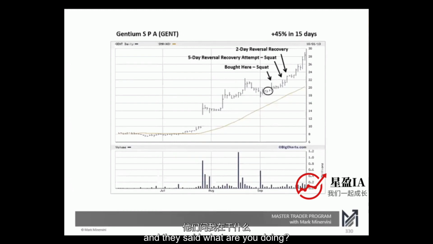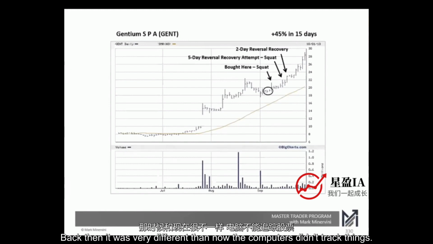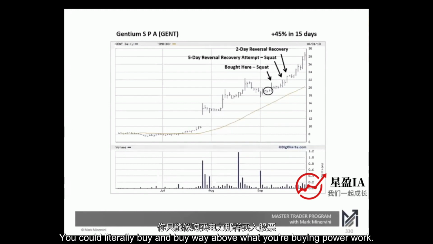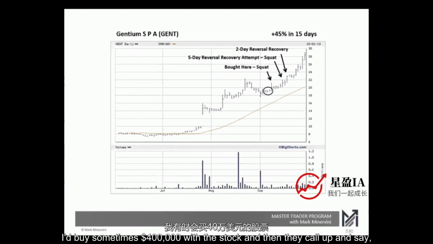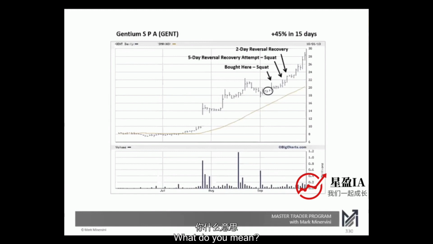I got a Fed call, and they say, "What are you doing? What do you mean?" Back then, it was very different than now. The computers didn't track things. You could literally buy and buy and buy way above what your buying power was. So let's just say a $100,000 account, 2-to-1 margins, 200 grand. I'd buy sometimes $400,000 worth of stock, and then they'd call up and say, "What are you doing?" "What do you mean? I'm trading." "Yeah, but you're way above your limit." "Oh, I'm sorry." And then I'd sell it off.